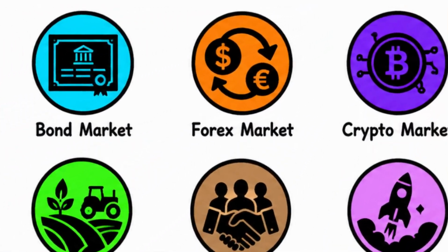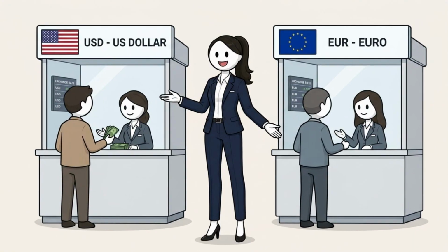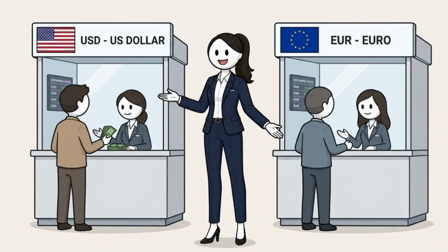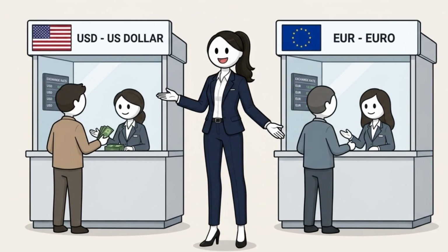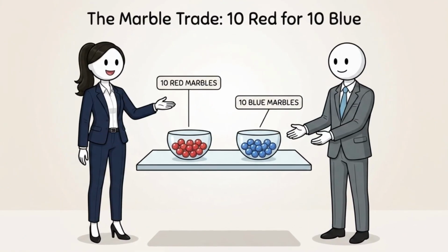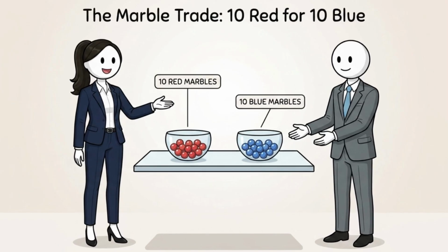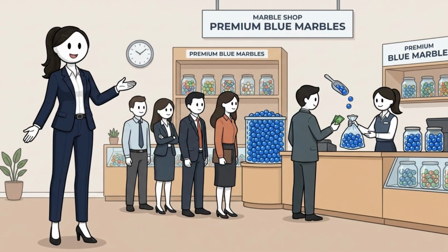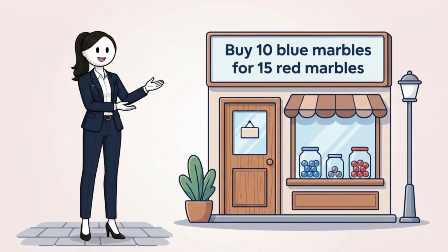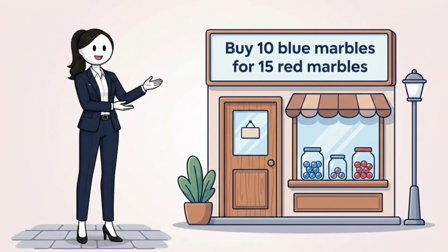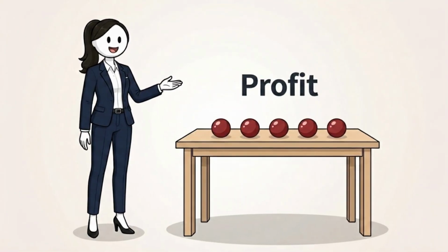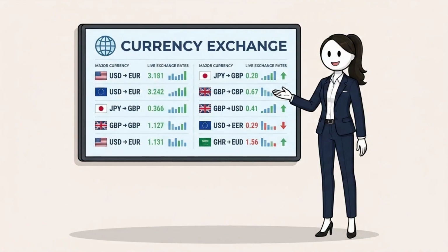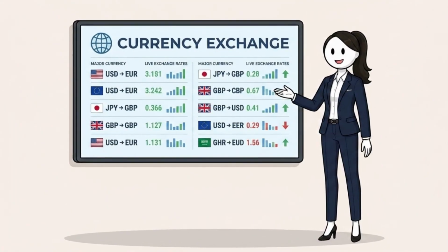The Forex market. The Forex market is where people trade one country's money for another country's money. Imagine you have 10 red marbles and trade them for 10 blue marbles. Tomorrow, everyone wants blue marbles, so now 10 blue marbles can get you 15 red marbles. You made a profit just by swapping marbles, and that's what Forex market is and how it works.